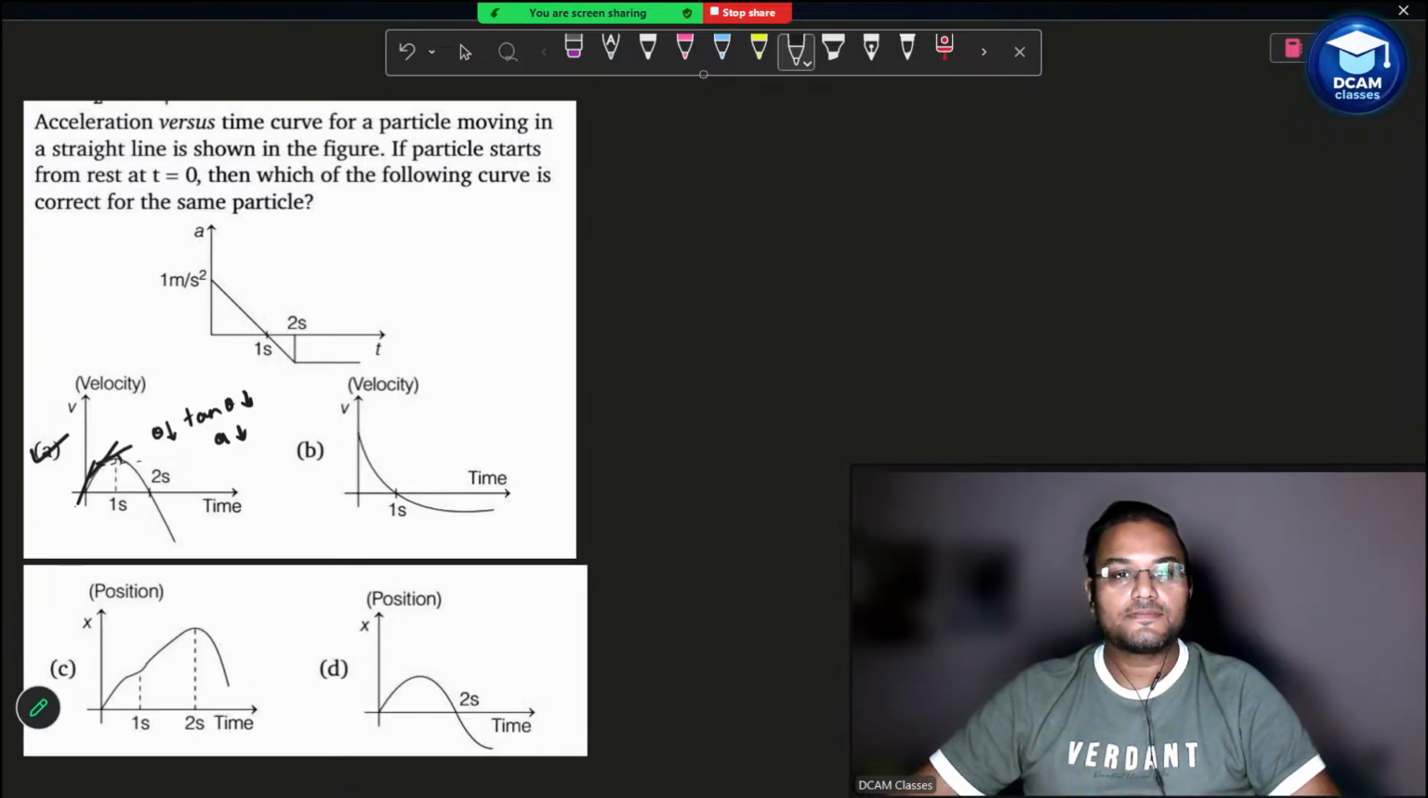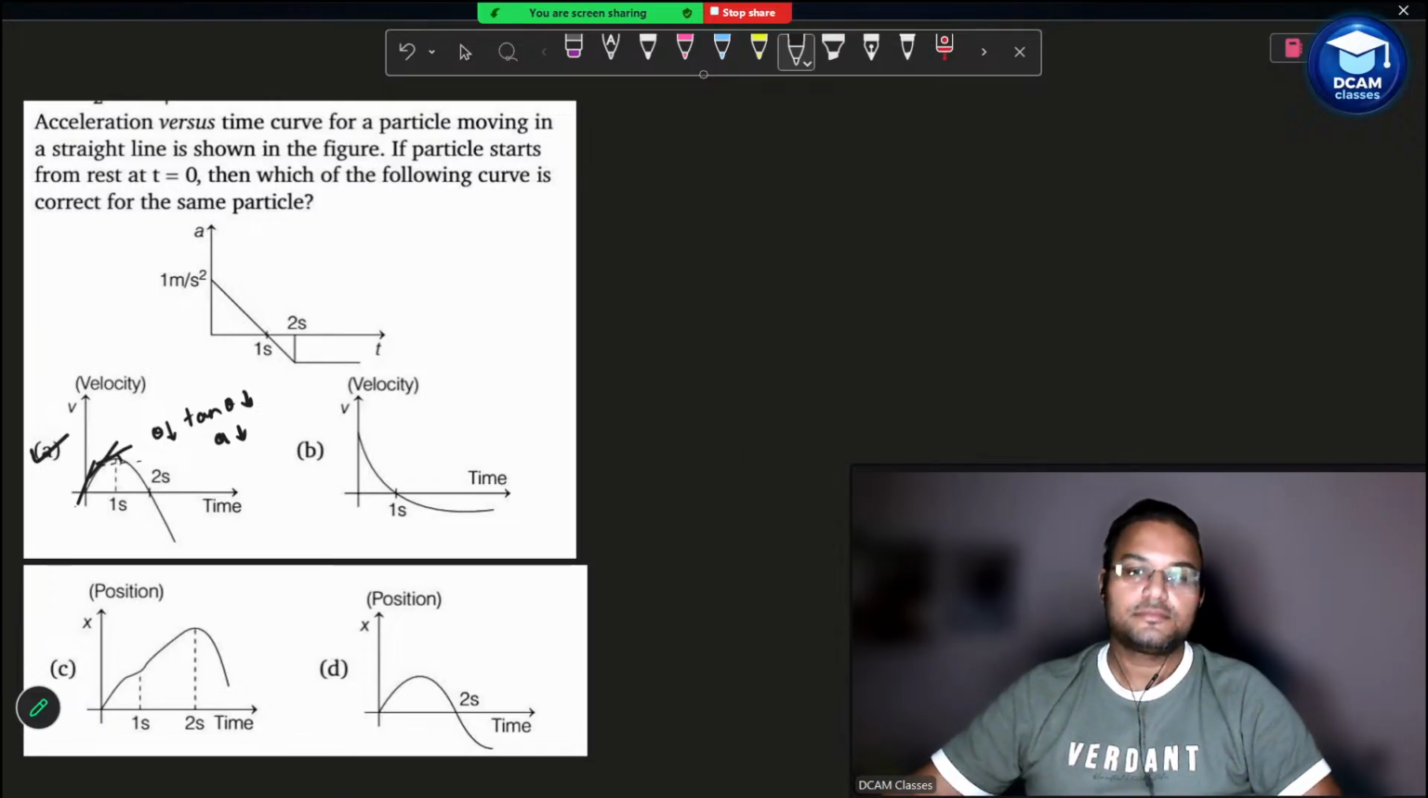Sir, you can also get the equation for the first 1 second. You'll get this as minus t squared by 2. So that can also be a negative quadratic. Then you can plot the quadratic, the parabola. That's the other way.